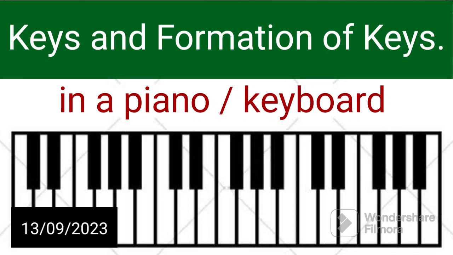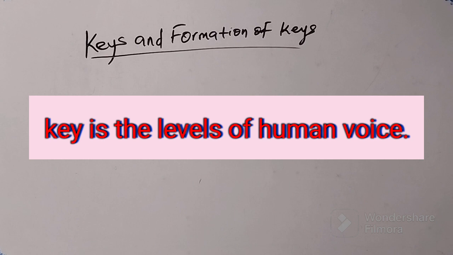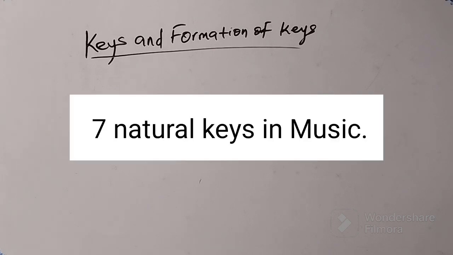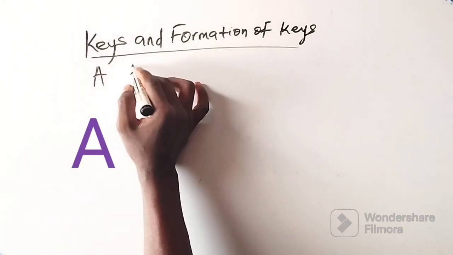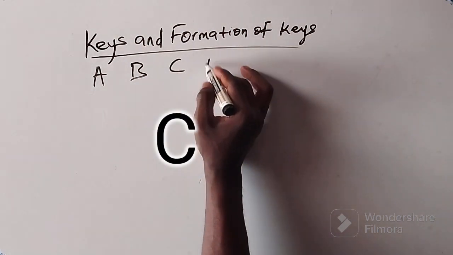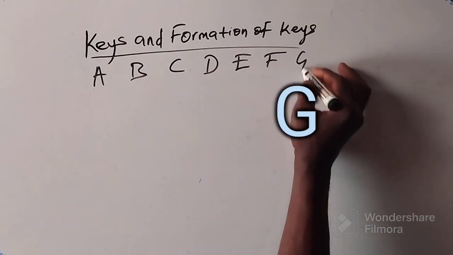Good day, everyone. What we have is keys and formation of keys. What is key? Key is the levels of human voice, the pitches of human voice. We have 7 natural keys. There are A, B, C, D, E, F, G.